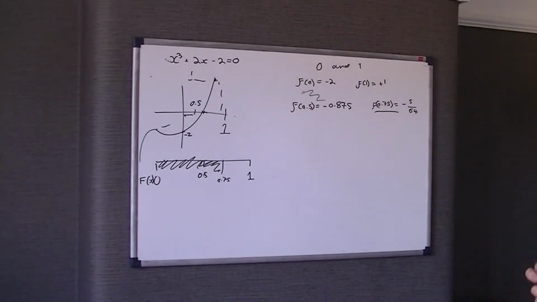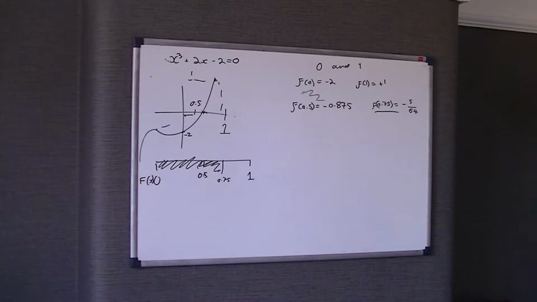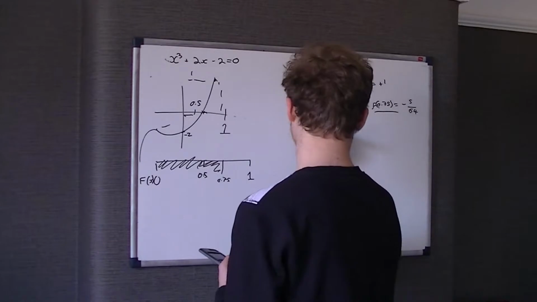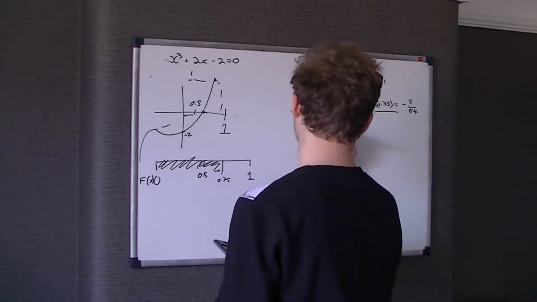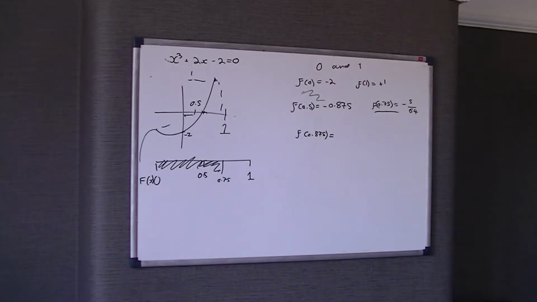Okay, so the next step, we're going to look at halving the range between 1 and 0.75. This is where my idea of adding them together and halving it comes in. So 1 plus 0.75 is 1.75, divide by 2, it gets you 0.875. So therefore the next value we're going to try is f of 0.875. Obviously you might be able to do that in your head, and if you can, well done to you, you're smarter than me.